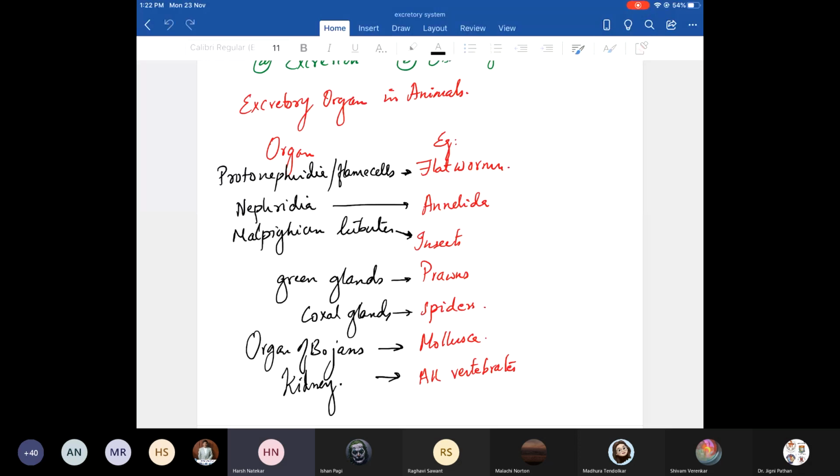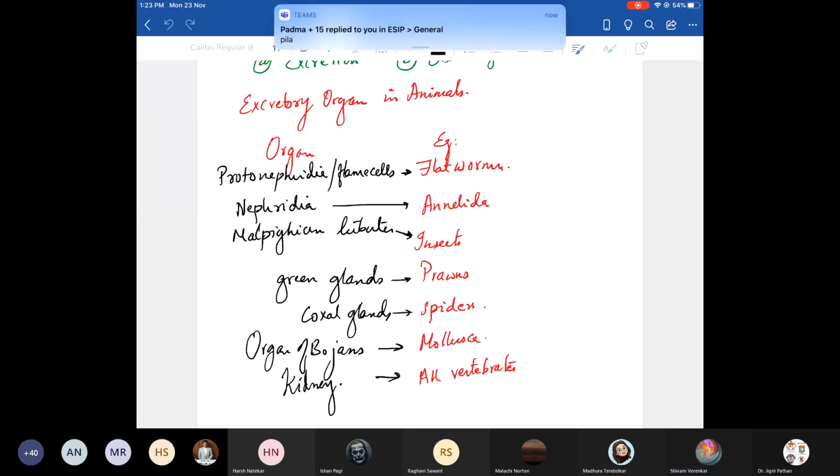Done, ma'am? And what is the second last one? Organs of Bojanus. That is mollusk. Mollusk, okay, get me an example for mollusk quickly. Snail. Snail, very good. What's the scientific name of the snail? Pila. Very nice. Devilfish. Yes, very good.